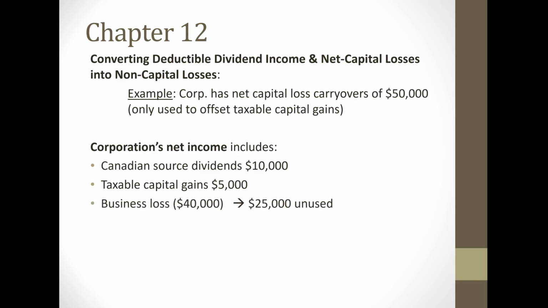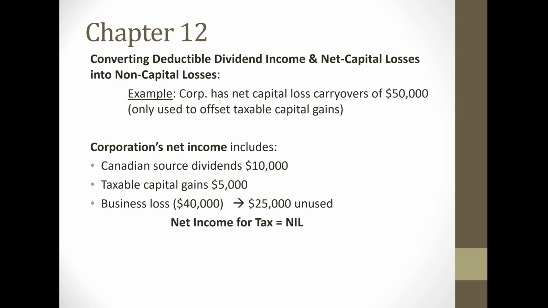Now remember, net income for tax purposes has to be 0 or positive. It can never be negative. So the company cannot use up that full $40,000 loss. It can only use up $15,000 to reduce the Canadian source dividend and taxable capital gain to 0. So $25,000 of that business loss is unused. That becomes a non-capital loss. So this company's net income for tax purposes is 0.